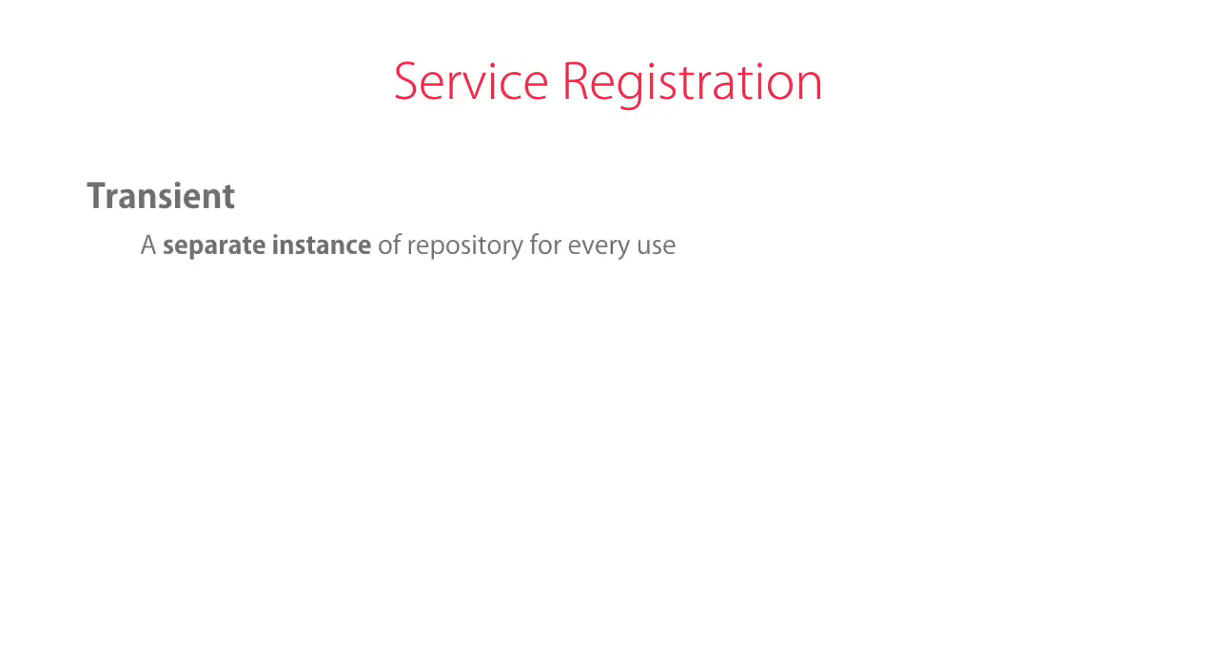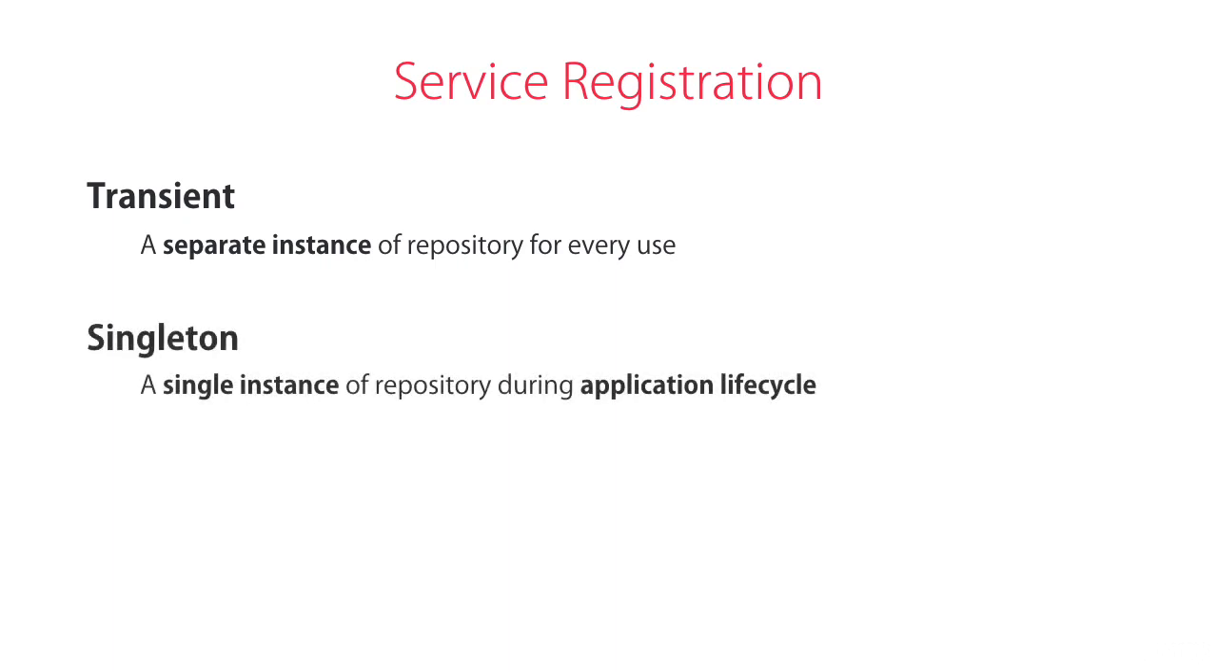We can register them as transient, and that means during a request lifecycle, anytime a class needs an IRepository interface, ASP.NET is going to create a different instance of the repository implementation. The other option is to register them as singleton. And that means we'll have only a single instance of the repository implementation in memory. And this is going to stay there for the lifetime of the application.